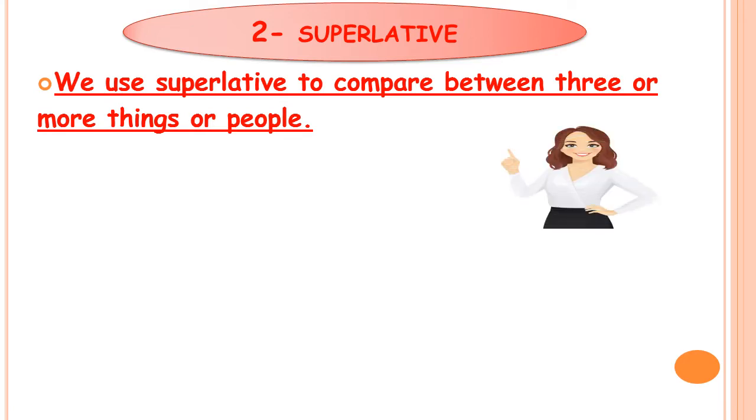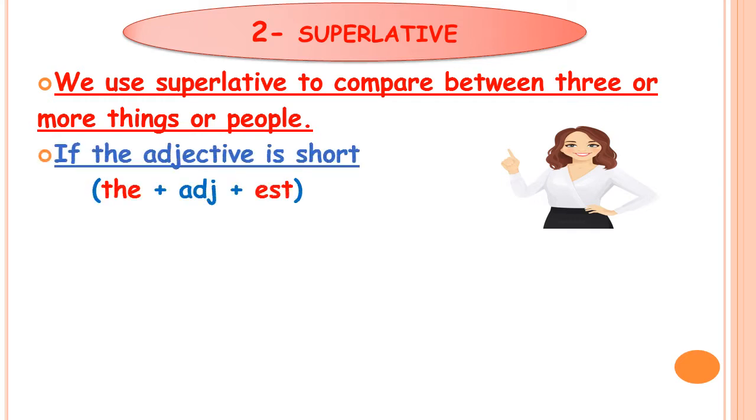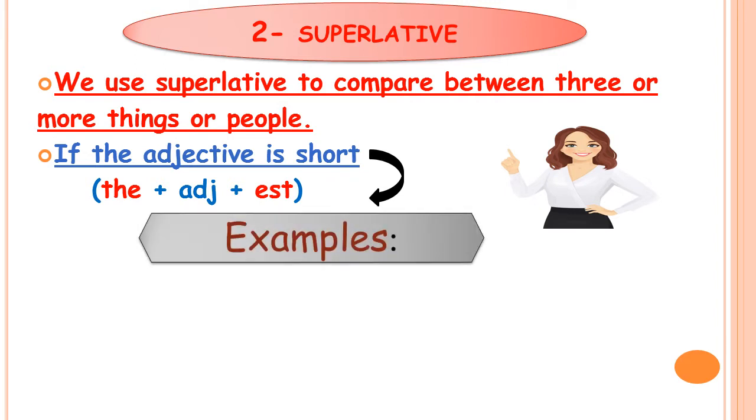Okay. We use superlative to compare between 3 or more things or people. So, the adjective is short, as we said before, short like what? Big is a short adjective. Small is a short adjective. Slow, fast, and so on. All of these are short adjectives. So, the form will be like this. We will use the plus the short adjective plus est. Okay? Let me show you now some examples.